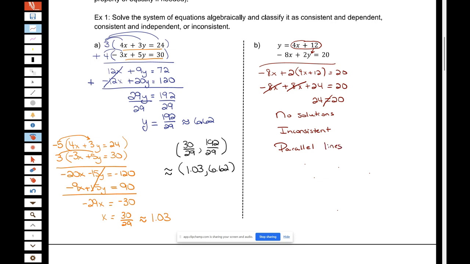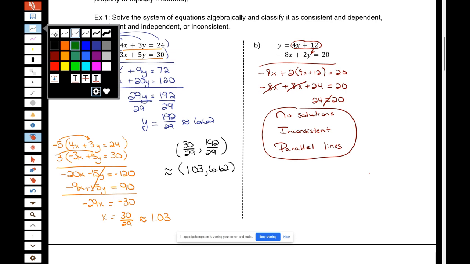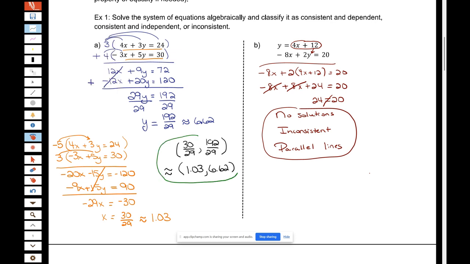Just depending on your answer choices or how they ask you to answer it. If they ask you, what kind of lines are they? How many times do they intersect? There's no solutions. What type of system is it? Inconsistent. And you could describe it further by saying that they are parallel lines. So there are some algebraic techniques. On the next page of this, they are asking us to actually solve these by graphing. So we're going to do that.